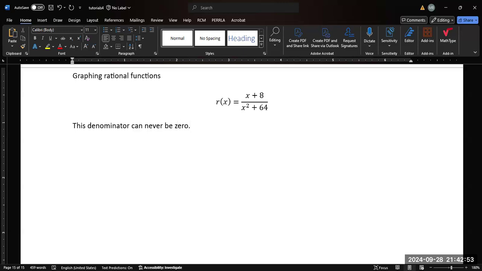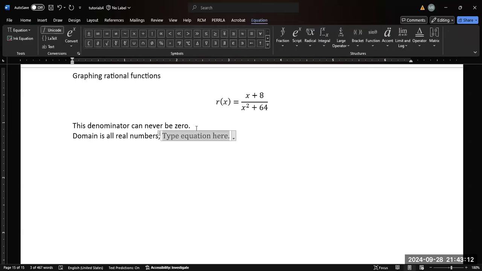So this is not x squared minus 64, which we could factor, and then we would end up with a hole. No, this one is never 0 because it's a sum of squares. And so the domain is going to be all real numbers. In interval notation, negative infinity to infinity.